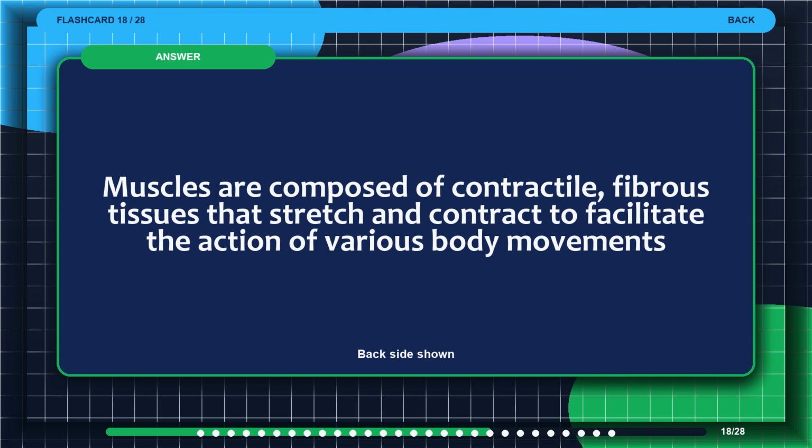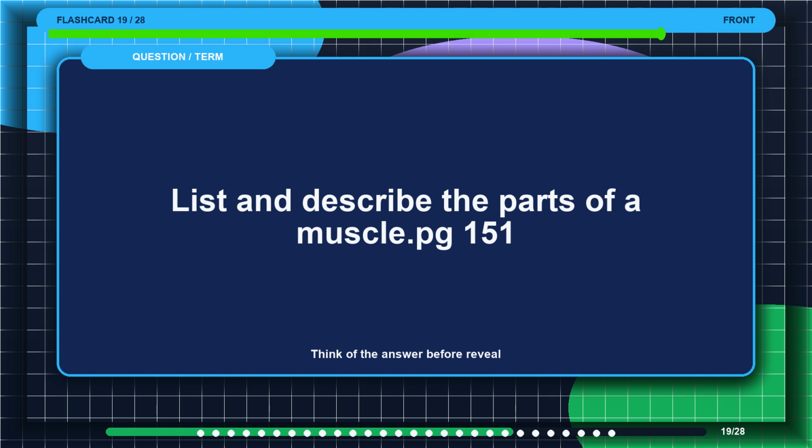The answer is: muscles are composed of contractile, fibrous tissues that stretch and contract to facilitate the action of various body movements. Flashcard 19. List and describe the parts of a muscle. Page 151. Pause and think of the answer before the reveal.